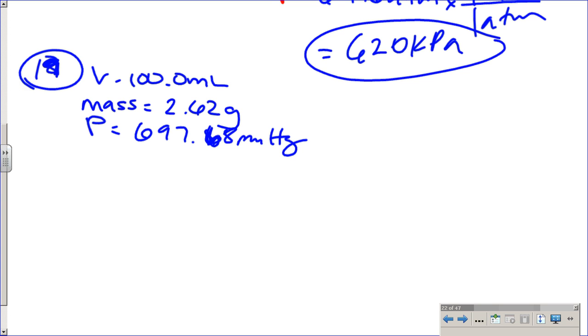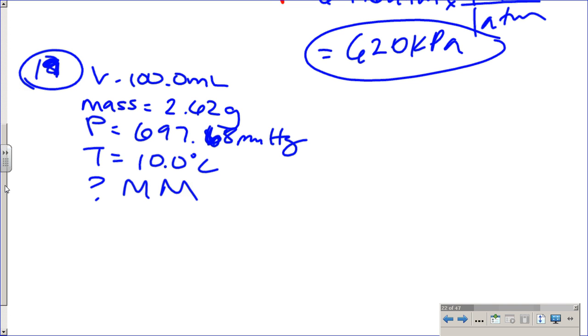How did I even know that was pressure? It's millimeters of mercury, right? So it doesn't have to say pressure for you to know that. Good. And then the temperature is 10 degrees C. Question, what's the molar mass of the gas collected? Ooh, this one's a little different, right?